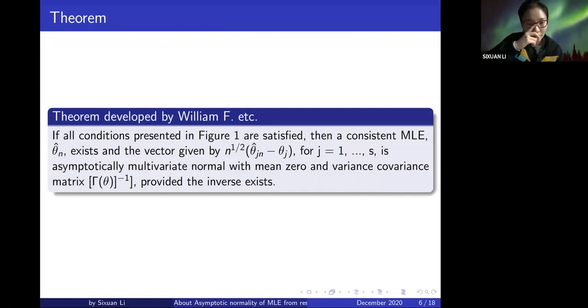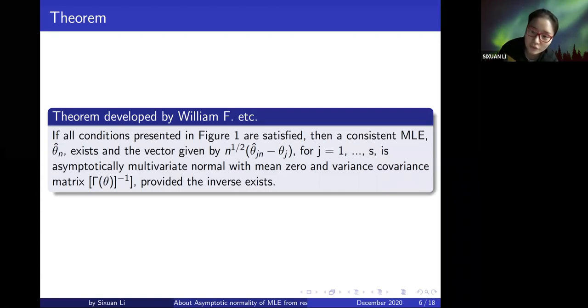The theorem developed by Hu and Rosenberger says that if the conditions presented in the last two slides are satisfied, then the MLE exists and is asymptotically multivariate normal with 0 mean and the variance covariance matrix like this. We're going to skip the proof here. It's not our interest. Next, please.